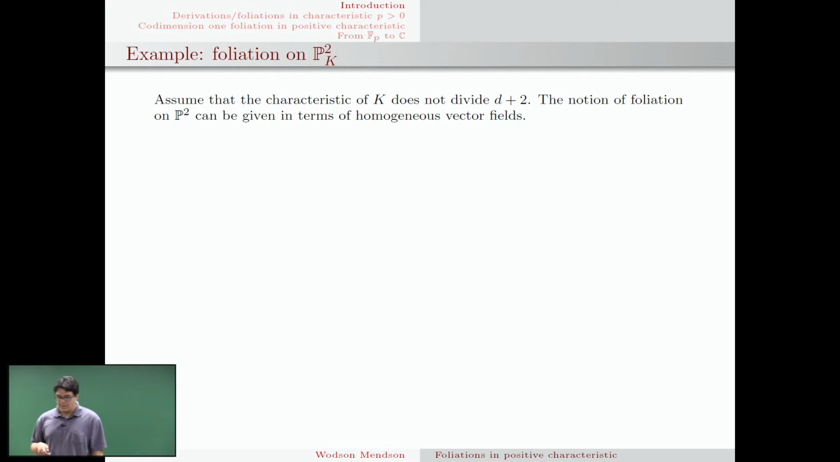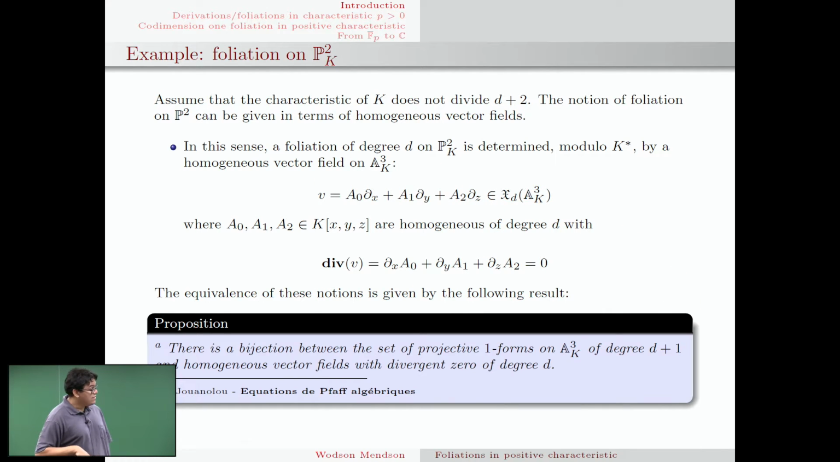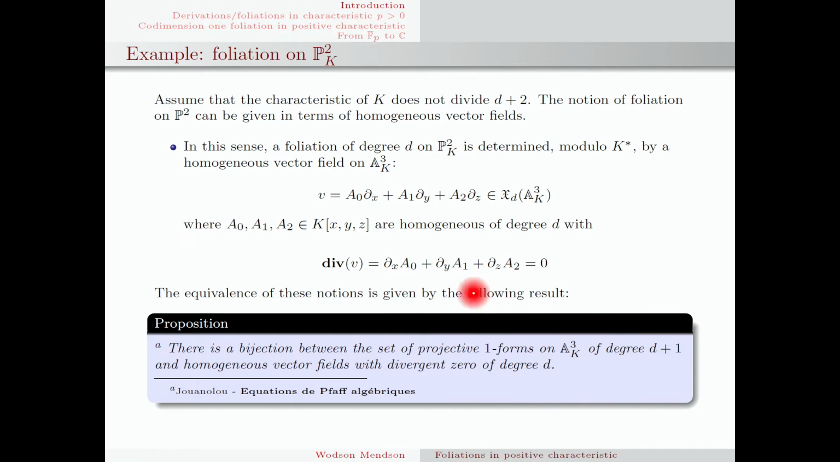So when we work in the projective plane, we can define the foliation by homogeneous vector fields. In that sense, the foliation of degree d is given by homogeneous vector fields of degree d in A^3, with the condition that the divergence of this vector field is 0. The equivalence of these notions is given by this result that you can find in the book.